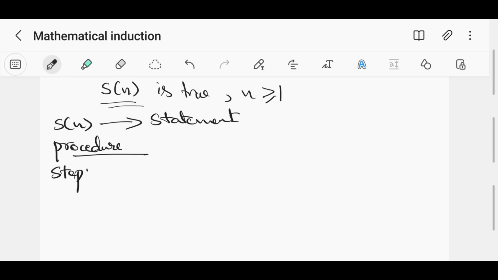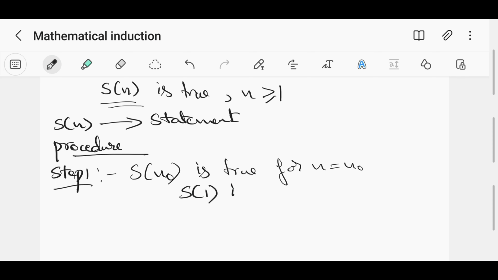So step 1, we verify that S of n naught is true for n equal to n naught. S of n is a statement given to us. We will prove that S of n naught is true for n equal to n naught. For instance, in particular, we take S of 1. That is, n is equal to 1, and we prove that S of 1 is true. That is step 1.